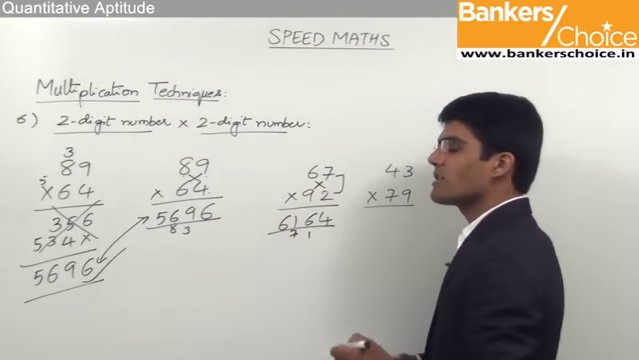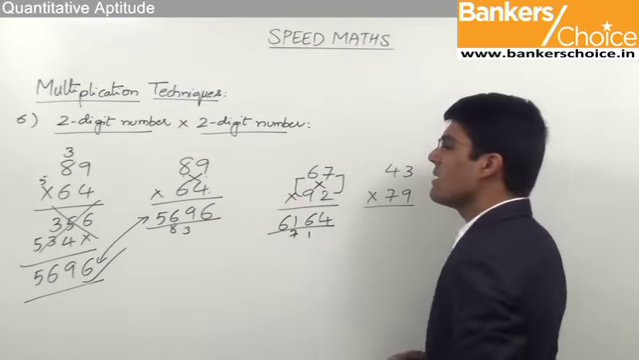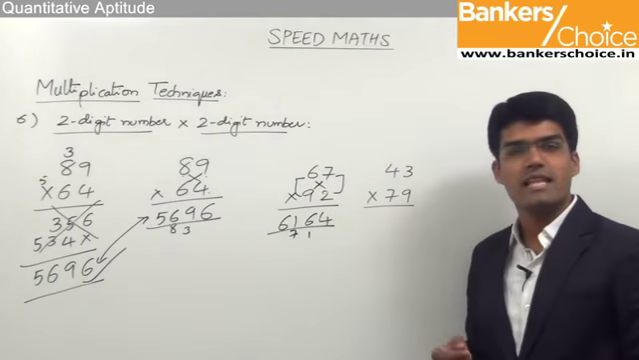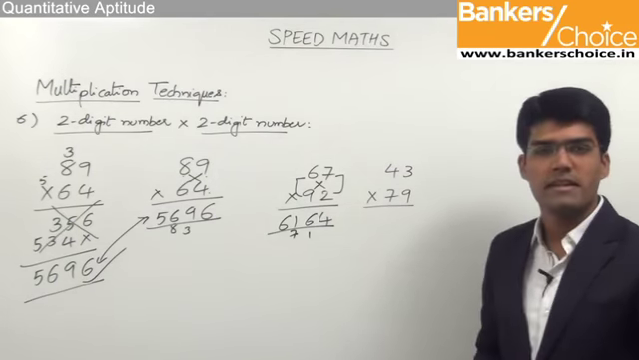So as you see, the first step is multiplication of units places. Second step here is cross multiplication, and the third step is multiplication of tens places. So following the same technique, let us see what is the answer for 43 into 79.